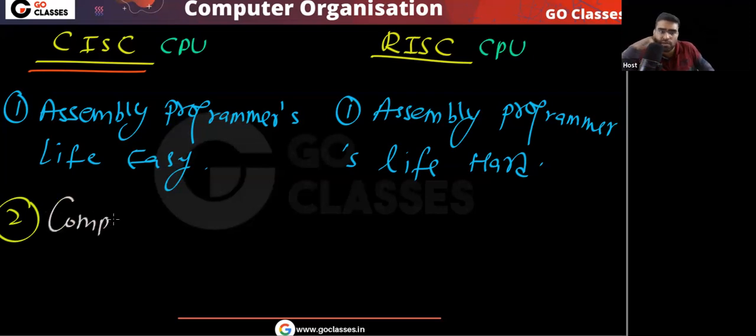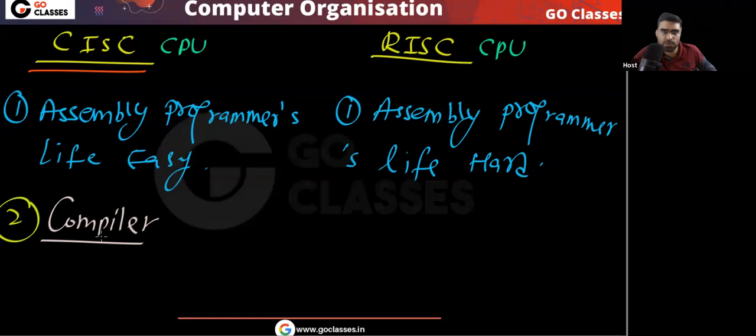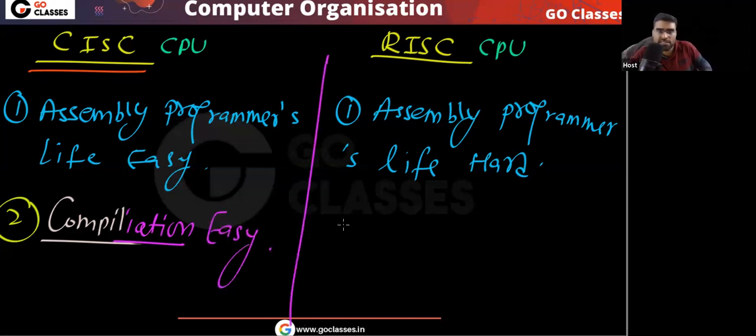Please tell me, on which CPU will the compiler do more work? Means compilation is easy here, right? Here compilation is easy and here compilation is hard.